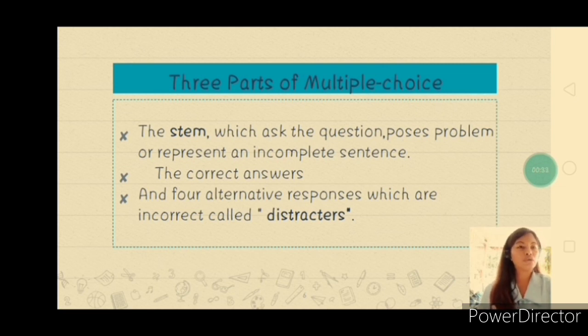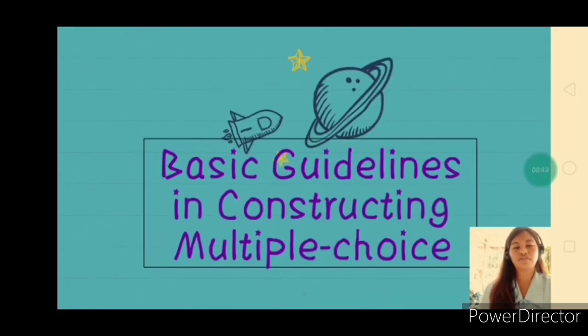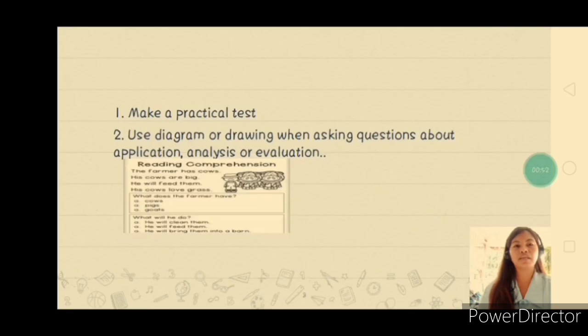First, the STEM, which asks the questions, poses problems, or represents an incomplete sentence. Second is the correct answer. Third and fourth, alternative responses, which are incorrect, called distractors. The basic guidelines in constructing multiple choice.